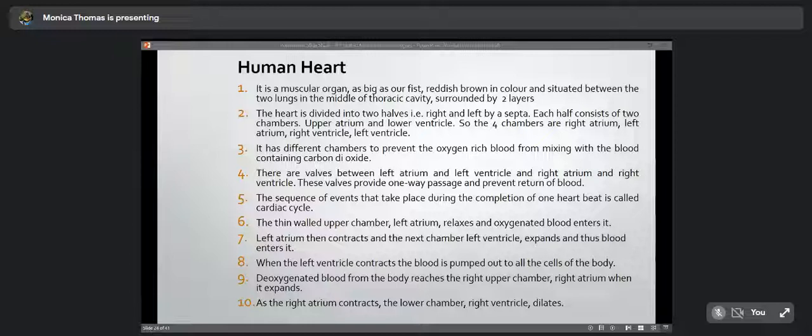It has different chambers. Now, why are there four chambers? These chambers are there so that the oxygenated blood does not mix with the dirty blood, the carbon dioxide blood. That's the reason for having four chambers in the heart.